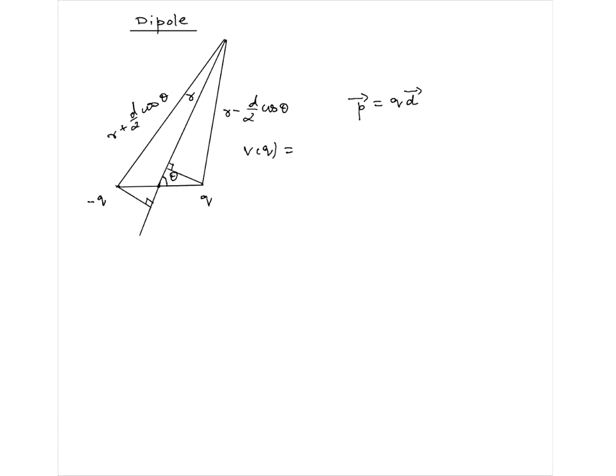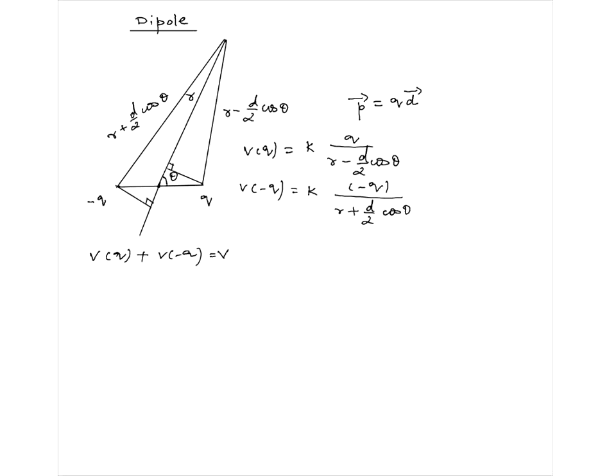Potential due to plus Q. This is approximate, right? Because this itself is approximate. Potential due to minus Q. Again, it is approximate. Total potential. Just add.